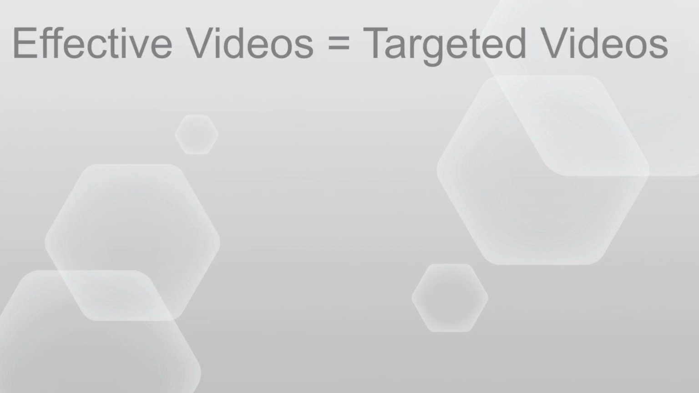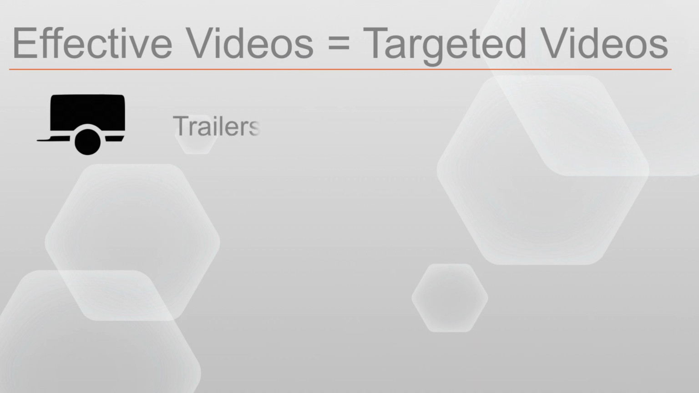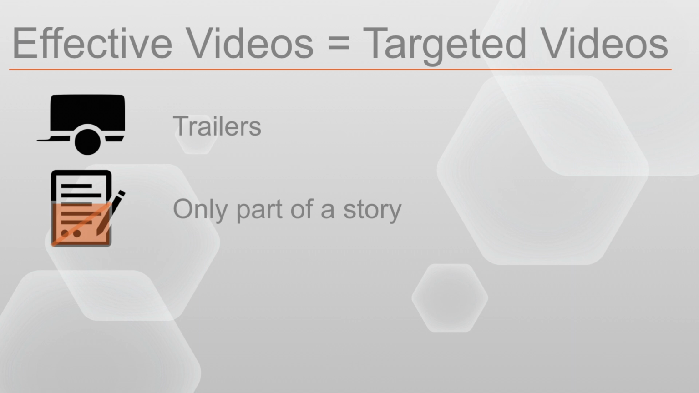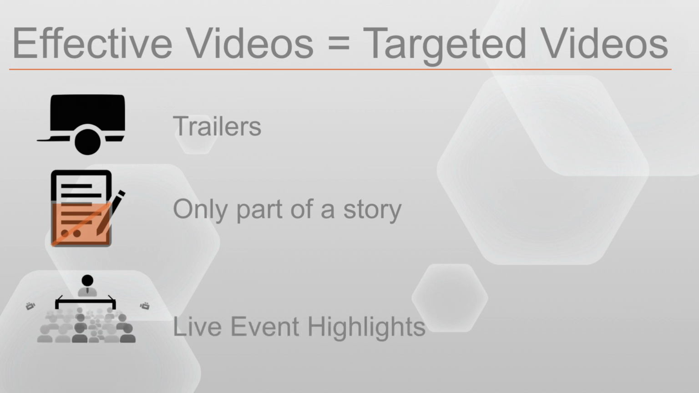The key to being effective is creating videos that specifically target social channels. Preview or trailer versions of your main content, partial stories that create the desire to visit your site to get the rest of the story, or highlights of a live event. Let's get practical and look at a few ways you can actually create this content.